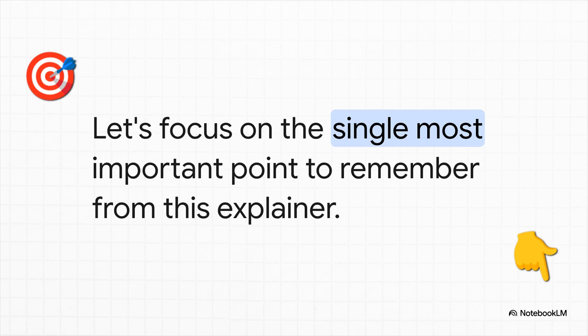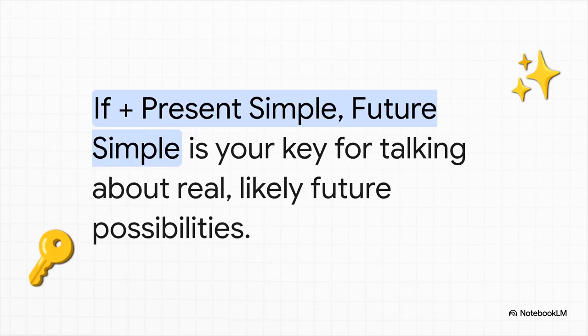Okay, so we've seen a ton of great examples. Let's boil this all down now. What's the one crucial thing you absolutely have to remember from all of this? This is it, right here. If you forget everything else, just remember this formula. This little equation is your golden ticket to talking about real, likely things in the future that depend on something happening now. It's really that straightforward.